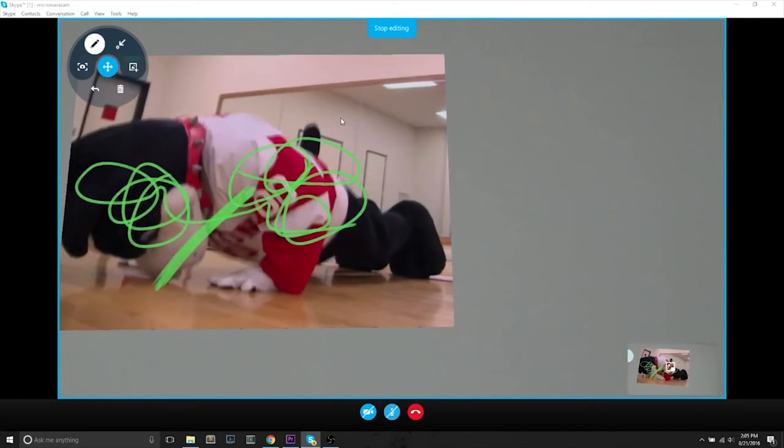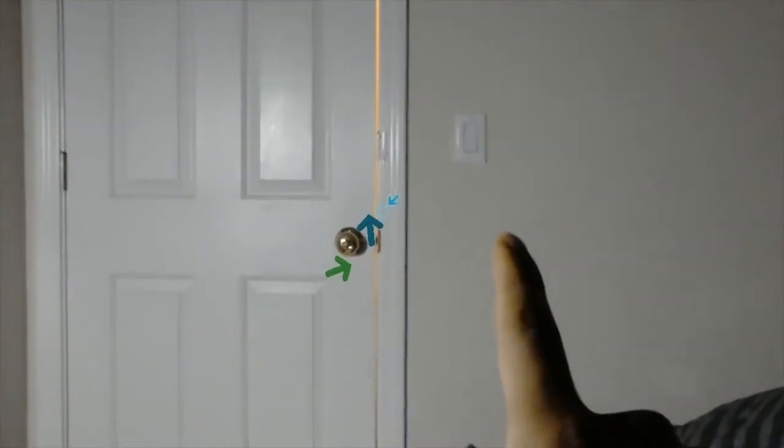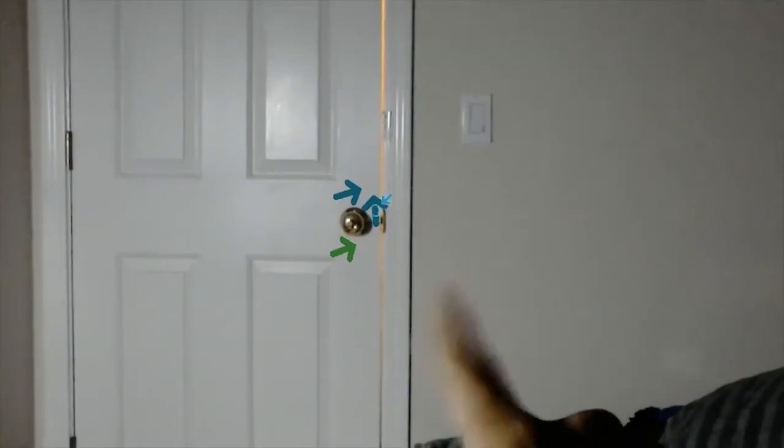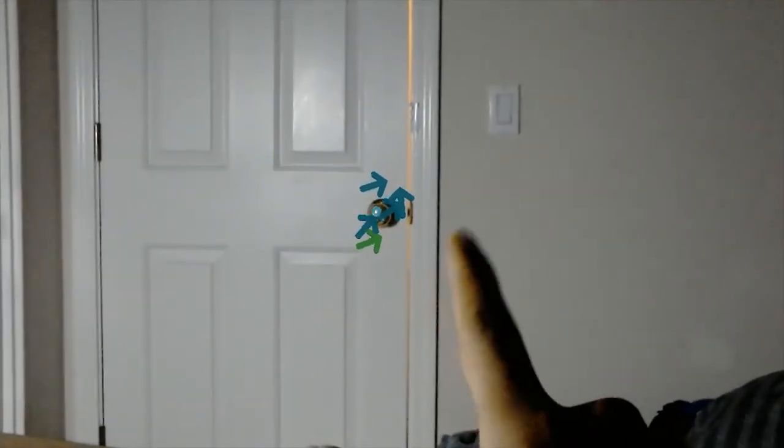The weird thing about putting arrows on the screen is that arrows are placed at a random angle. It's not consistent, so arrows, although they sound useful, don't work well in practice.